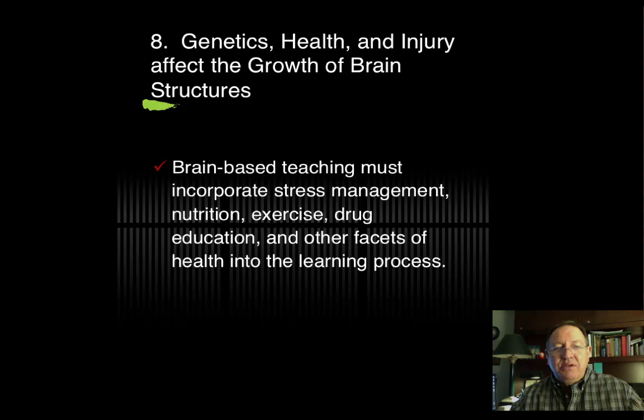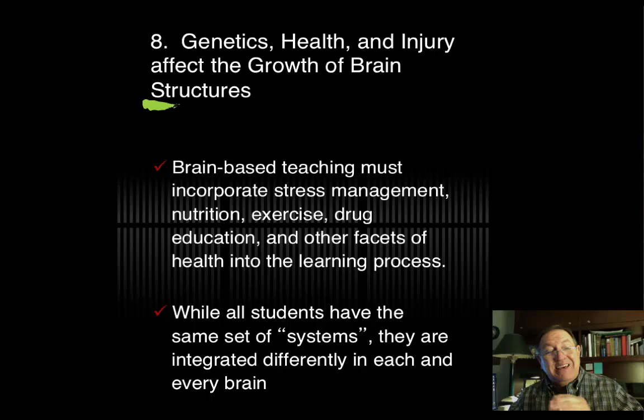Genetics, health, and injury affect the growth of the brain. We have to teach our children stress management. We need to teach our children nutrition. We need to provide them with exercise and drug education. All these types of things, anything to help improve their health, because the healthier they are, the better they can learn.